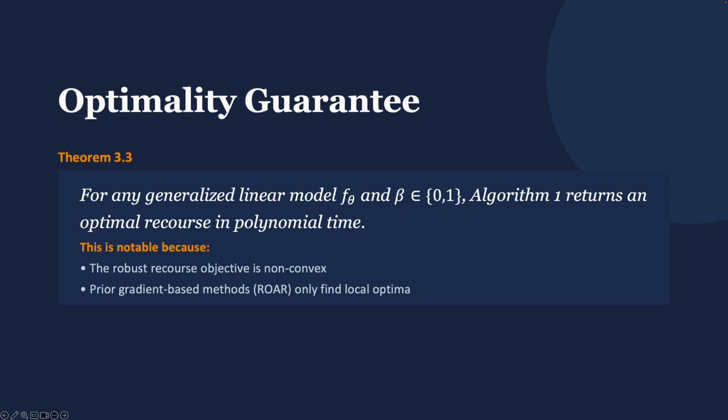So this is notable for 2 reasons. First, the robust recourse objective is non-convex. We prove this explicitly in the paper. Second, prior gradient-based methods like ROR can only find local optima, and our algorithm finds the global optimum through its greedy coordinate-wise structure, exploiting the per-dimension decomposition of the adversary's response. And to our knowledge, this is the first optimal algorithm for any robust recourse formulation.